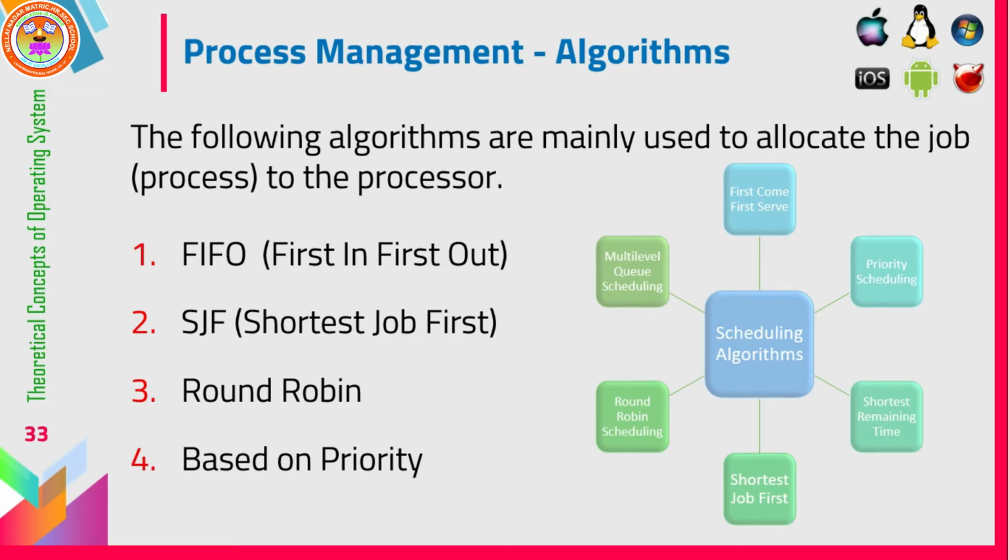So we have 4 different types of process management algorithms. We simply call them what? Scheduling algorithms. Right from the beginning, the first one is FIFO, the second one is SJF, that is shortest job first, number 3 is round robin, and number 4 is based on priority. These are the 4 different types of scheduling algorithms under process management in operating systems. We'll see them one by one.